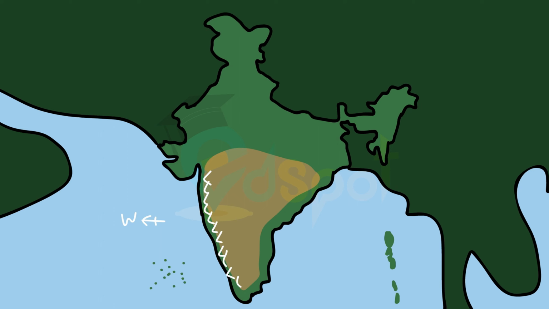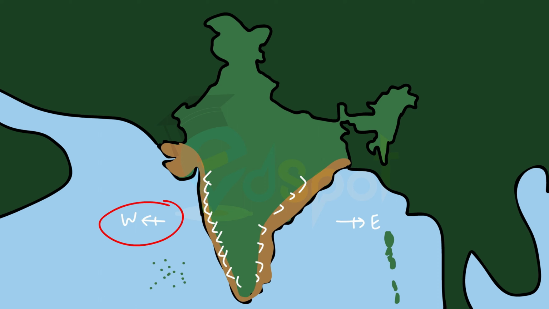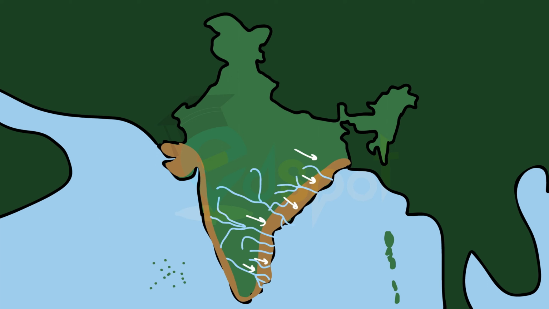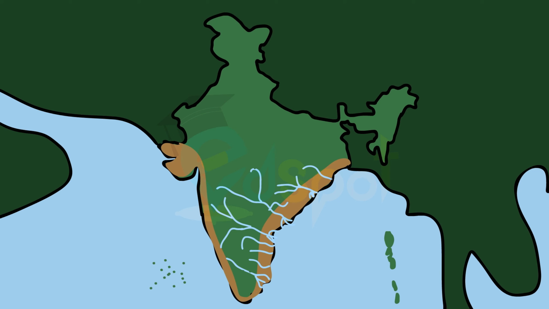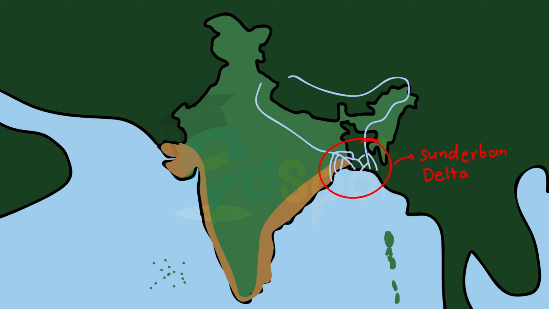To the west of the Western Ghats and the east of the Eastern Ghats lie the coastal plains. The western coastal plains are very narrow. The eastern coastal plains are much broader. There are a number of east-flowing rivers. The rivers Mahanadi, Godavari, Krishna, and Kaveri drain into the Bay of Bengal. These rivers have formed fertile deltas at their mouth. The Sundarban Delta is formed where the Ganga and Brahmaputra flow into the Bay of Bengal.